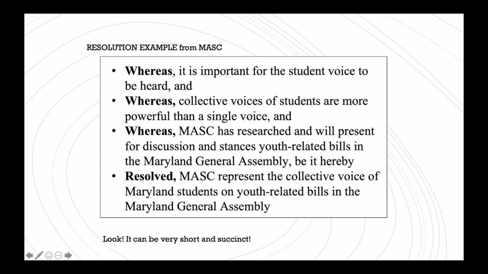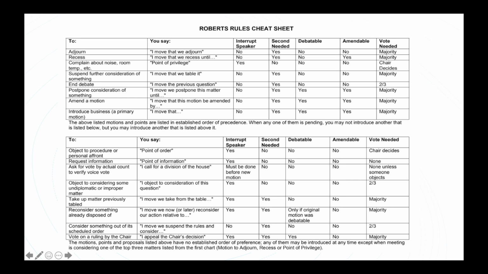MASC represents the collective voice of Maryland students of youth-related bills in the Maryland General Assembly. This is a great example because it is short and succinct. We have 3 good reasons for why MASC should represent the collective voice of Maryland students on youth-related bills in the Maryland General Assembly. Here is a Robert's Rules of Order cheat sheet that we have compiled. It will be put in the MCR Google Drive, and any MCR Executive Board member will have access to it.